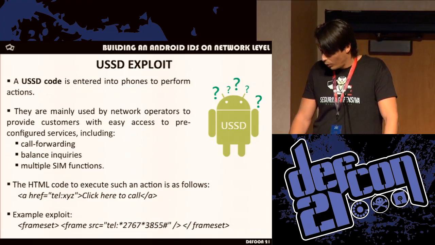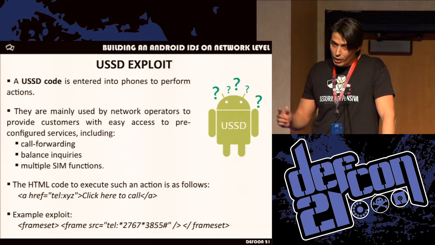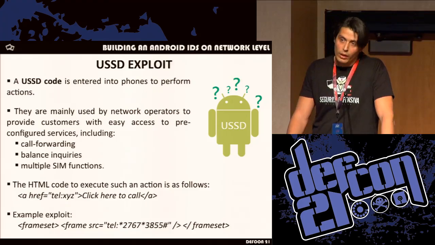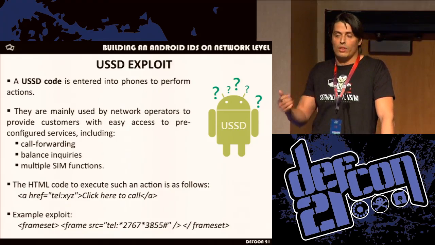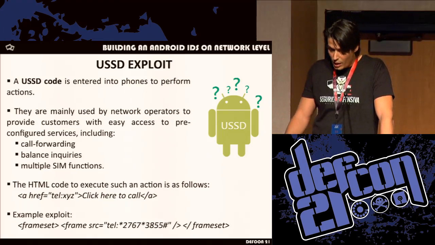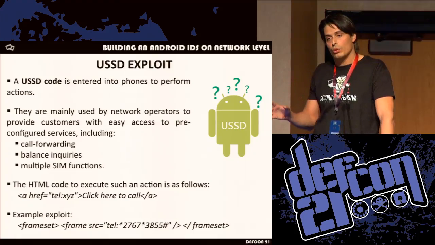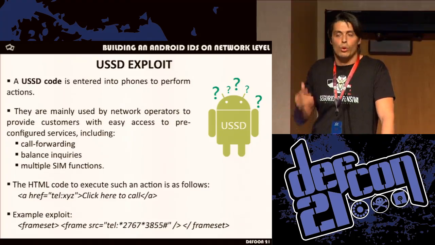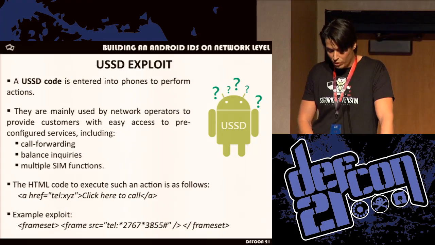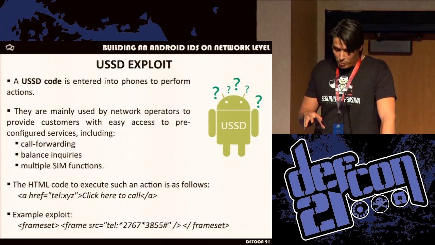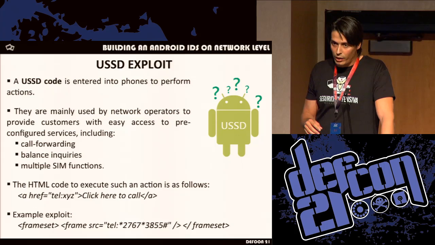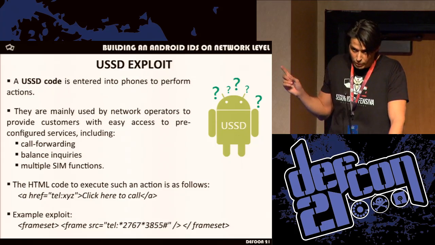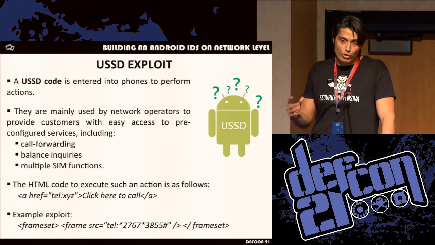Some of the exploits we have seen is the USSD code. The USSD code is a code that is entered into your phone to perform some actions. It's used by the network providers to give users access to some services like call forwarding and other SIM functions. It's very simple. It links the browser to the phone application. That means that when you get into the web application and you have this code, the phone without human interaction will show you the telephone application.